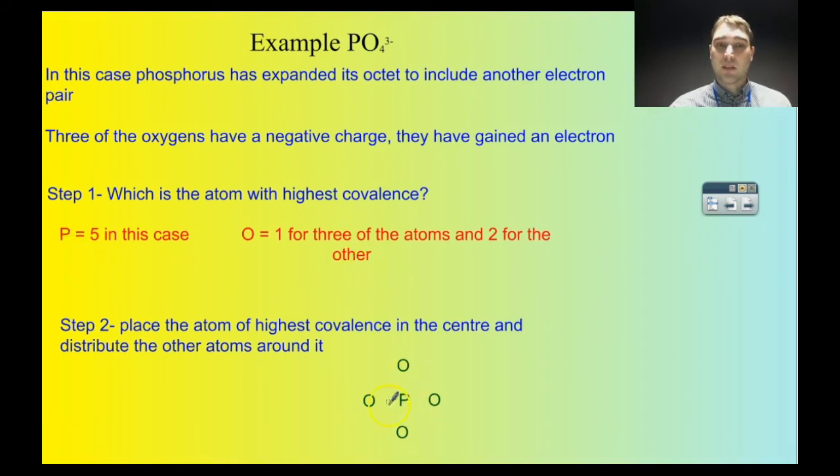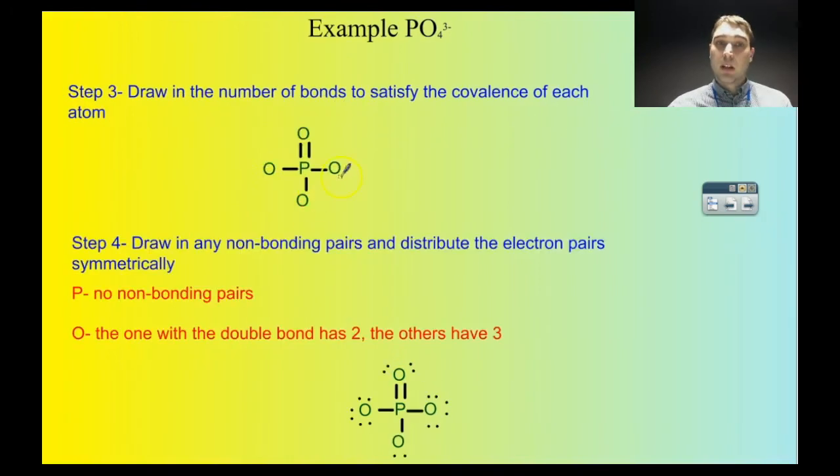Place the atom with the highest covalence in the middle, and then the oxygens with a lower covalence of 1. So that's 1 for 3 of the atoms, since they have a charge of -1 each, and then a double bond for the fourth one. So now we're drawing in the number of bonds to satisfy all the requirements of the covalence. So this one needed 2 bonds, this one needed 1, 1, 1. I haven't put the charges on, we'll put that on shortly.